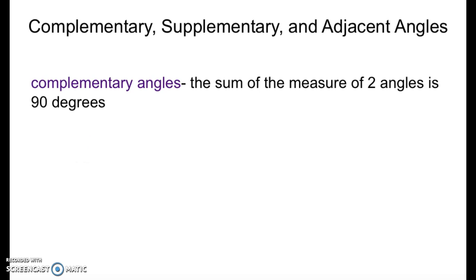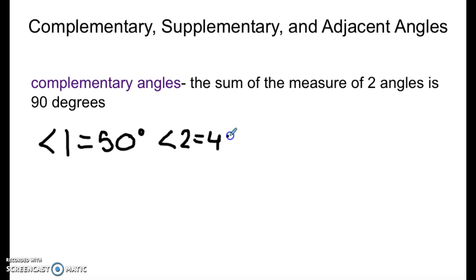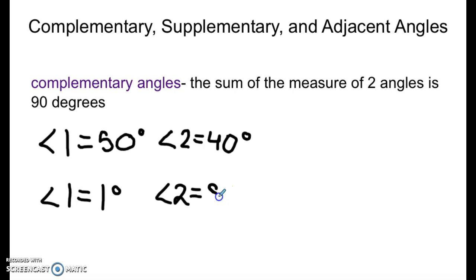So, for example, if we had angle 1 equals 50 degrees, the complement would be if angle 2 equaled 40 degrees. And we could come up with so many different examples. So just another example, say angle 1 is 1 degree, then that means the other angle would have to equal 89 degrees. So come up with your own example and then write that in your notes.